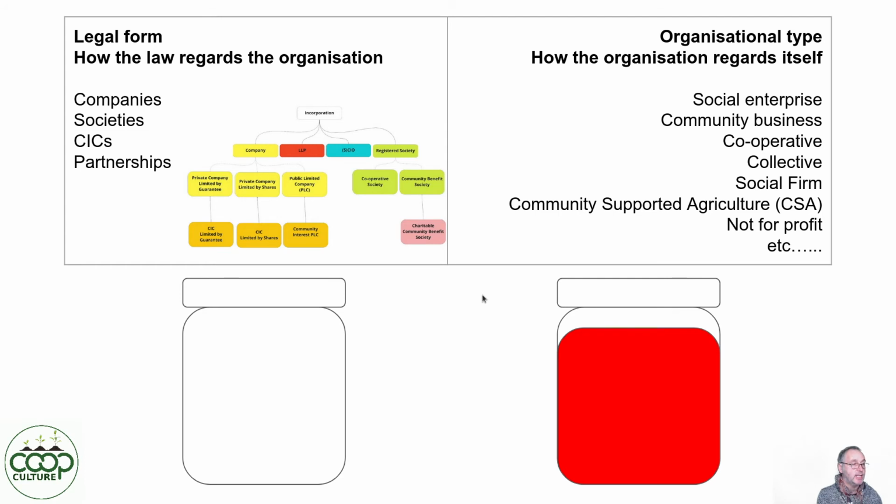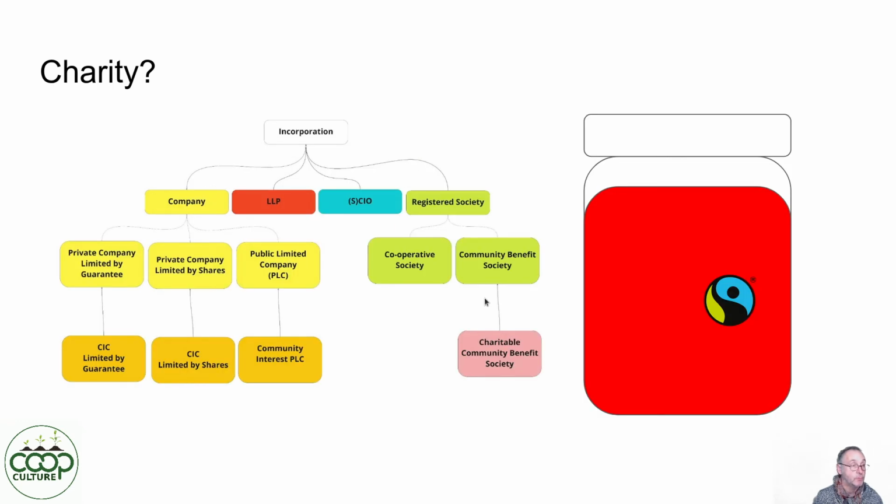You need the legal form because you need to create this new legal person that you can be inside and limit your personal liability. But the stuff you're really interested in, the stuff that you will be reporting on, boasting about and interacting with the wider world, is the organisational type. And there is a relationship between them, and we'll explore that relationship in further videos when we look at how you might choose your different legal forms.